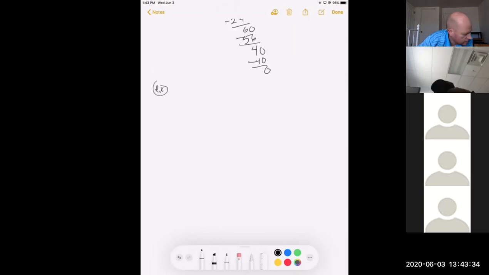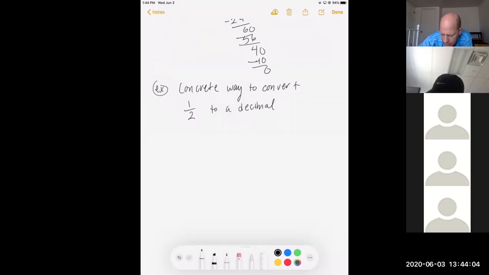And we're gonna go ahead and start by using base 10 blocks. So it's a more concrete way. Okay, so a concrete way to convert fractions to decimals. We're gonna take our fraction, we're gonna start with 1/2. A more concrete way to convert 1/2 to a decimal.